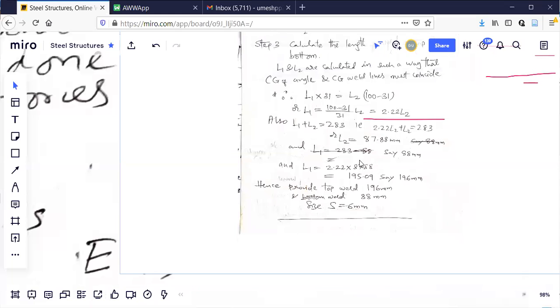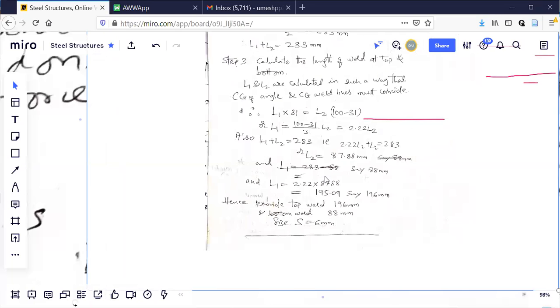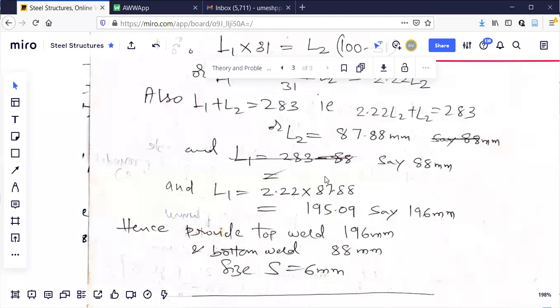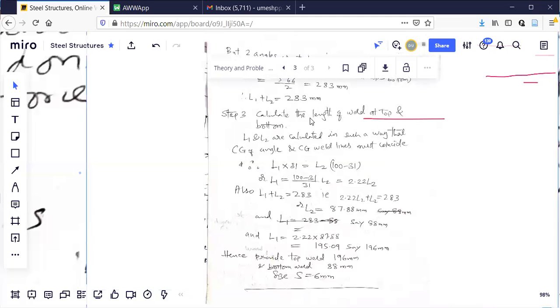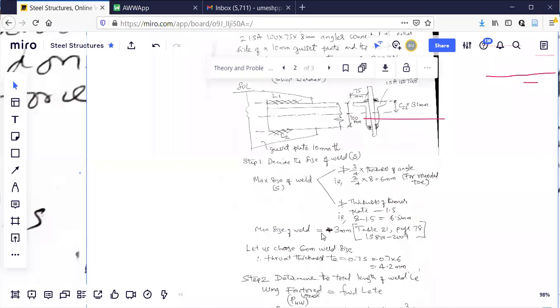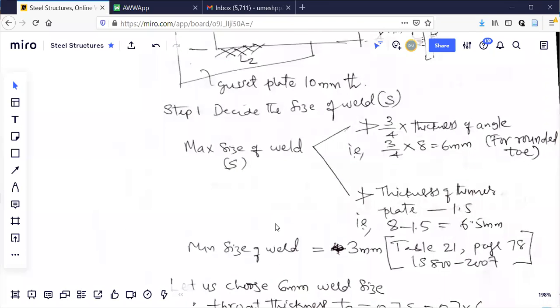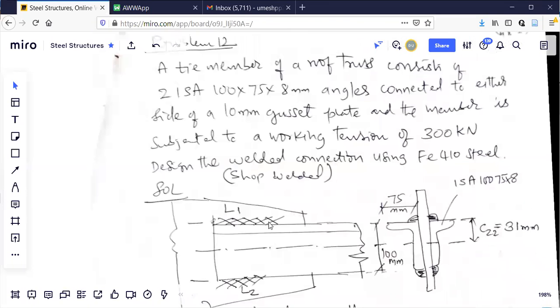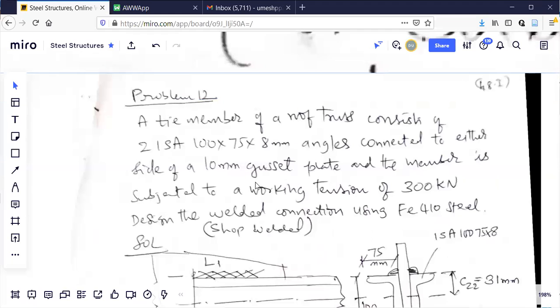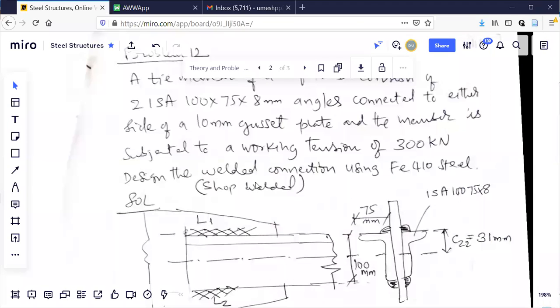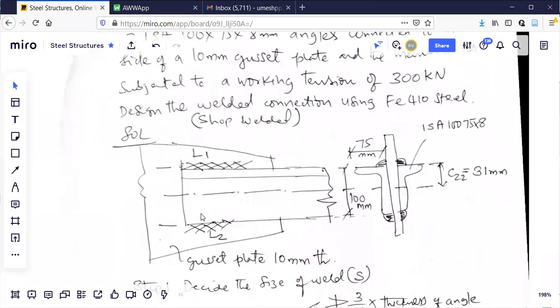So here, see this one. The L1 is very close to A. Finally, we have reached here. See this problem. Since this L1 is close to the centroidal axis, L1 is higher and L2 is smaller. So we are able to design it.